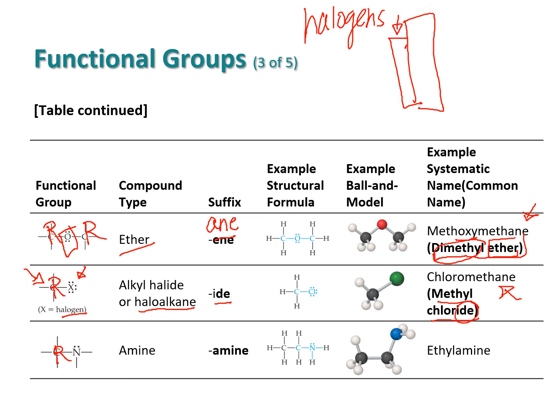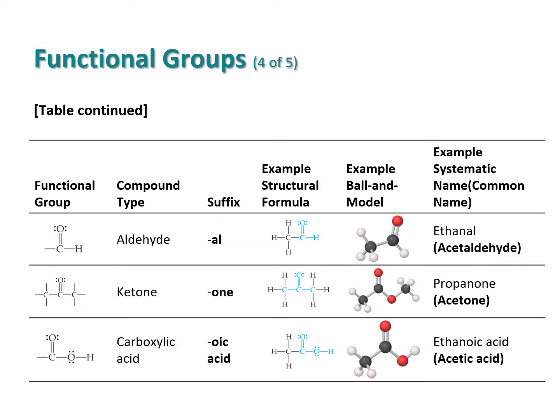And then we have amines. Amines have an alkyl group, obviously, and then a nitrogen somewhere in there. For example, here we have ethyl, a two-carbon chain, and then we have an amine part, the NH2 part. So we have ethylamine. Next, we have aldehyde.